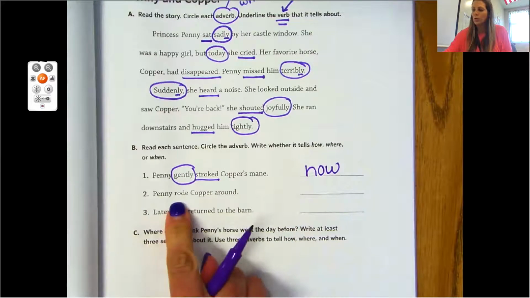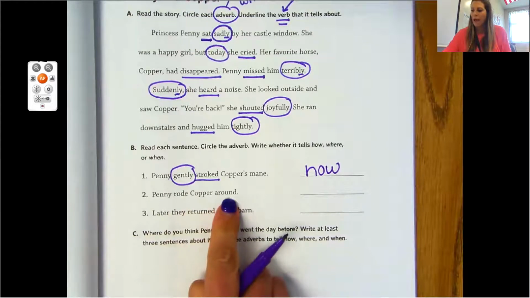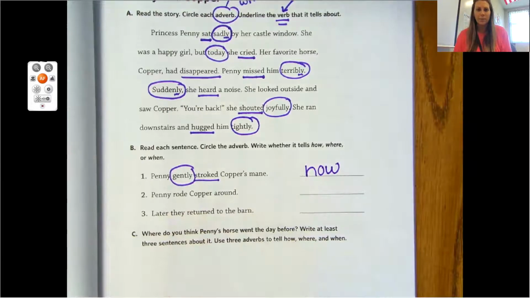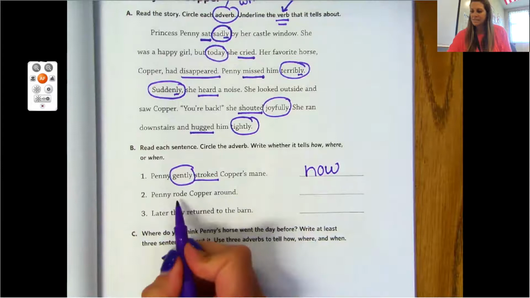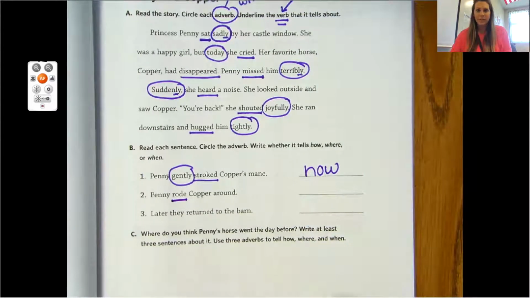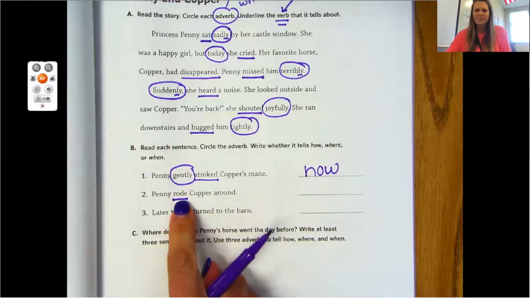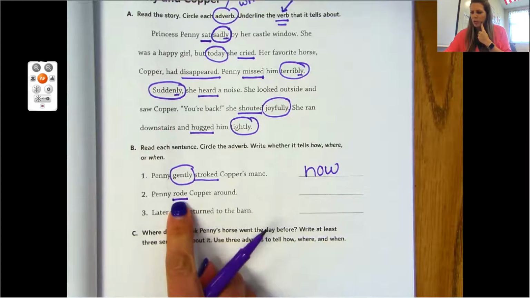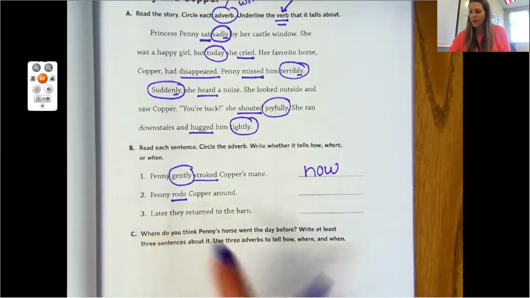Penny rode Cooper around. Okay. What's the verb here? Rode, right? All right. Let's see. We need to find the adverb. Does it tell us how she rode? No. Does it tell us where she rode? What's the describing word for where? Around.